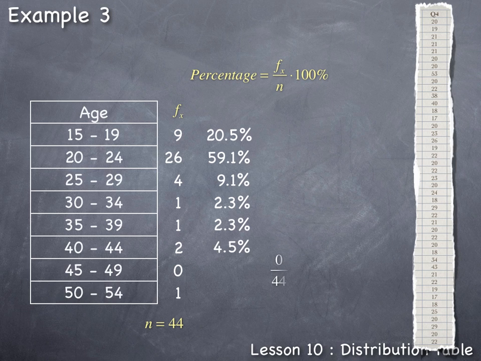0, or no students, were in the 45 to 49-year-old age range. That gives us a percentage of 0%, or 0.0 to show the extra decimal place. And for the percentage of 50 to 54-year-old students in the sample, there was just one. Divide by the total, 44, times the 100% gives us 2.2727%, which rounds off to 2.3%.